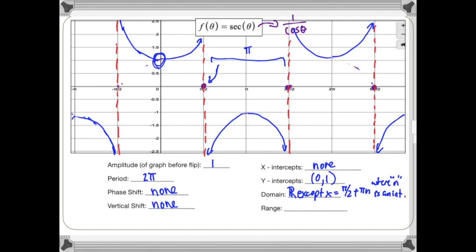And then finally, the range is going to be exactly the opposite of what cosine would be. And so it's negative infinity to negative 1, union with positive 1 to infinity. Okay, so that's what that looks like in standard form. So let's go on to an example of that.